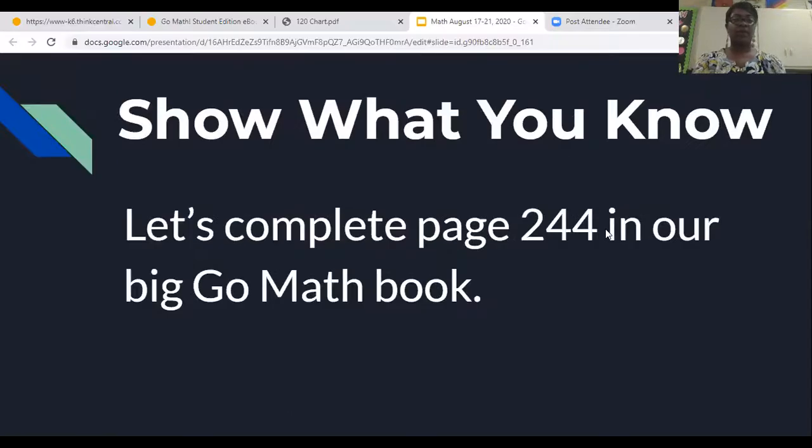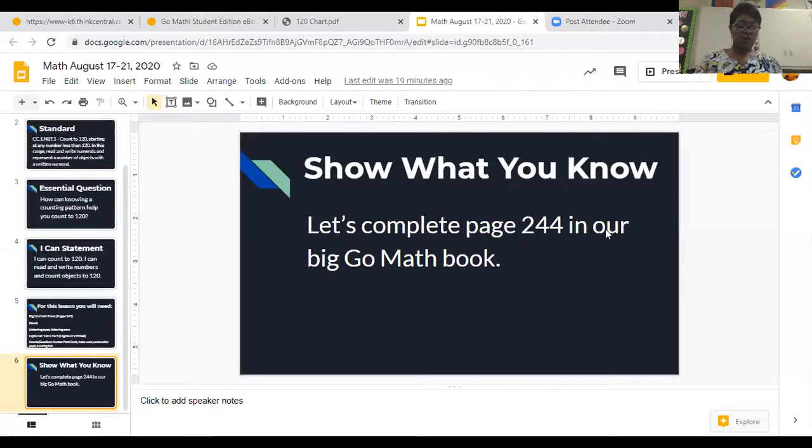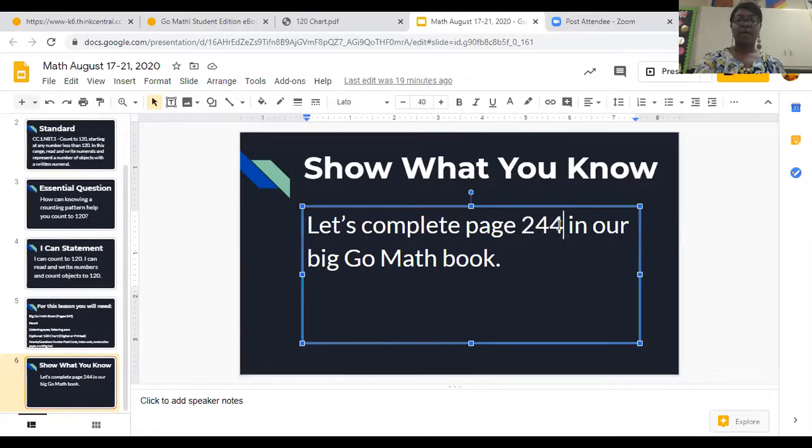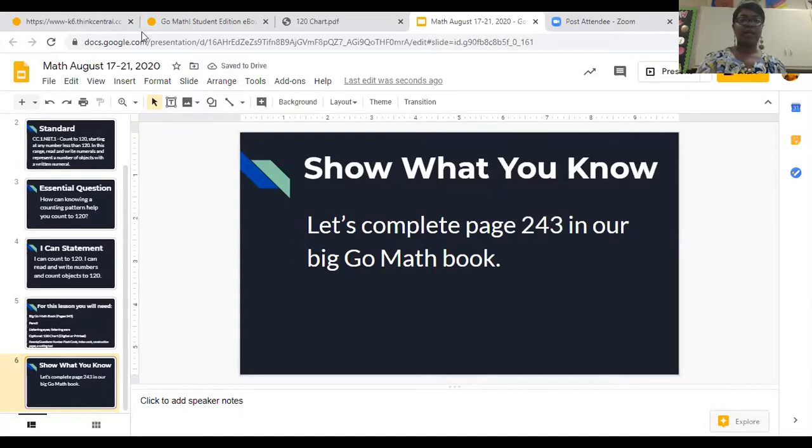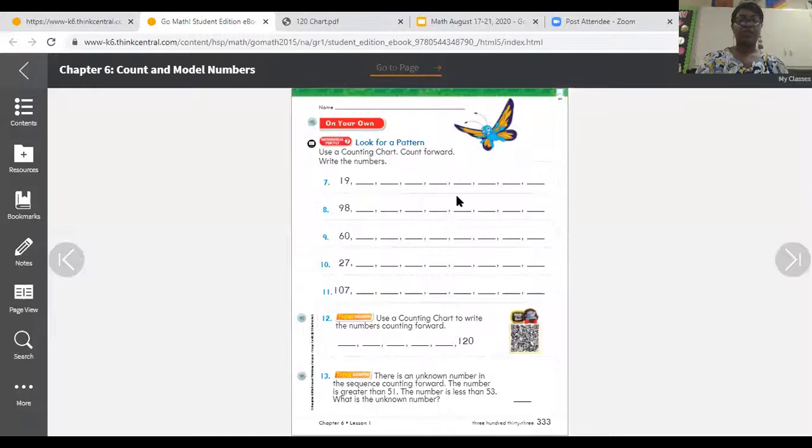All right, so we're going to show what we know on page 243 in our big math book today, okay? 243. So here is my page 243. We're going to go over a couple of these together, and you're going to do the rest on your own. All right, so let's look and see what we have here today.